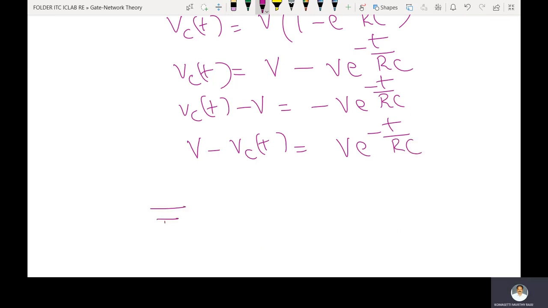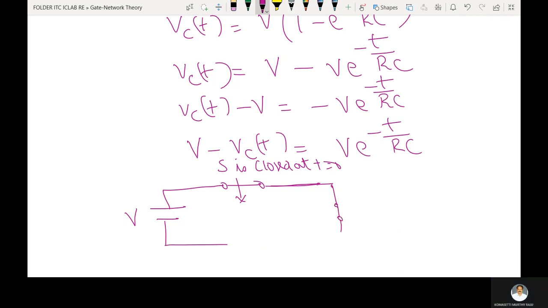This is the considered circuit diagram. The switch S is closed at t is equal to 0. At that instant, the switch suddenly closes, which means initially there is no instantaneous voltage across the capacitor. The capacitor acts as a short circuit at t is equal to 0.